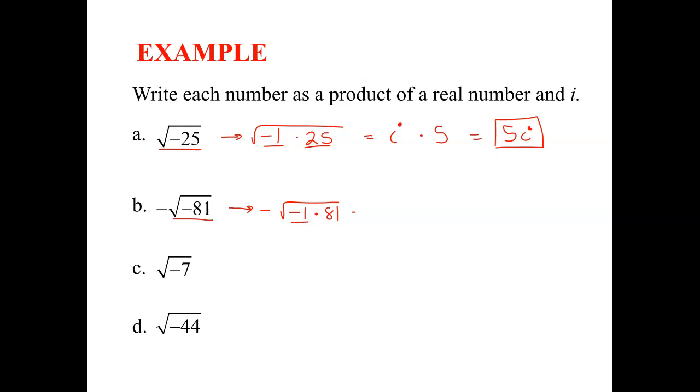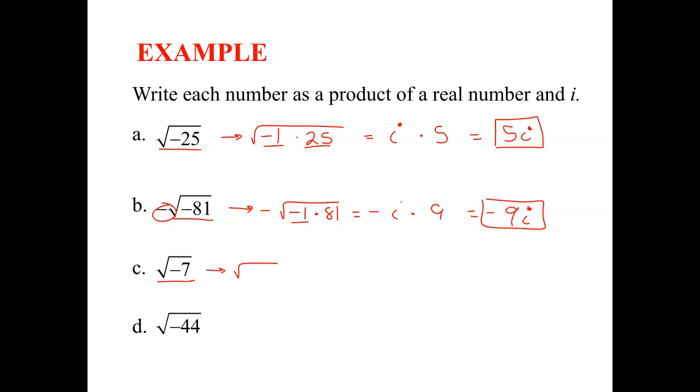So square root of negative 1 is i, and the square root of 81 is 9. So I have negative i times 9, negative 9i. We're preserving that negative that was outside of the radical when we started, so that's just following along as we go through it. Okay?